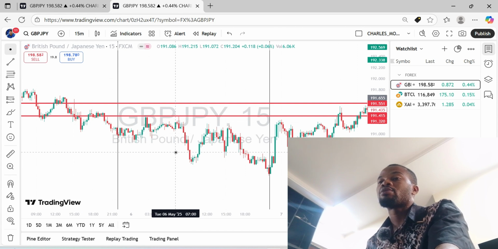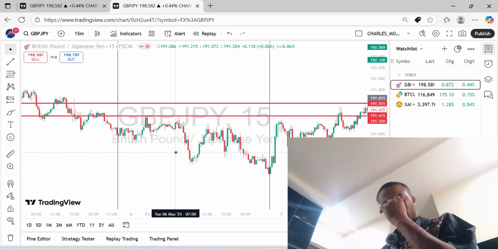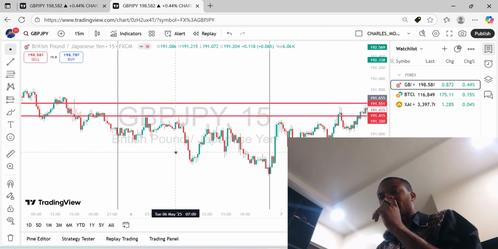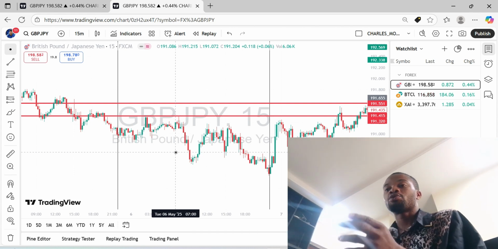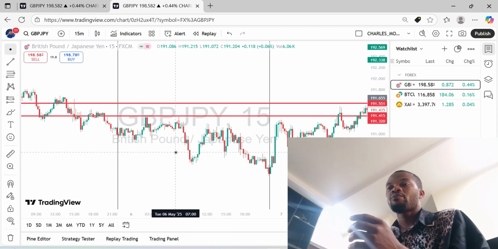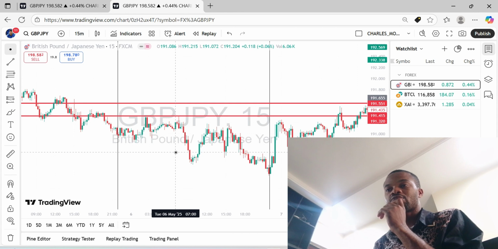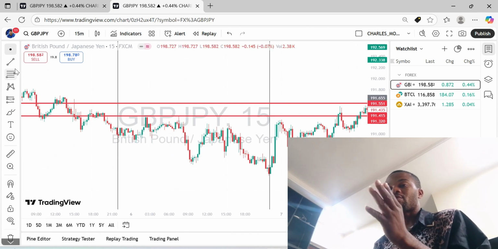This is 7 a.m. If you watch, this is a bullish candle. You know, there are some traders who, because this is a bullish candle, will probably believe that this market is going to go to the upside. No, you will still wait. You're still going to wait for some clear confirmation.